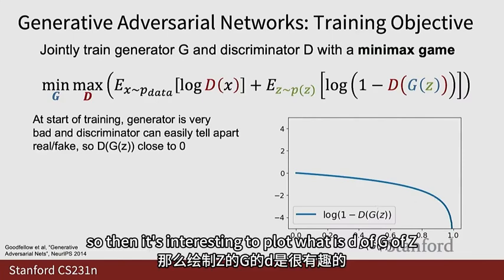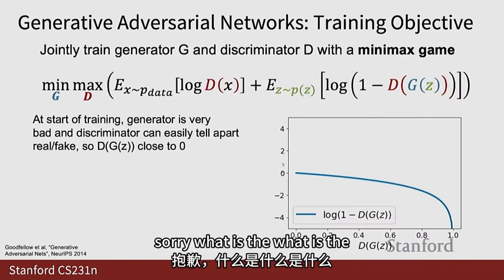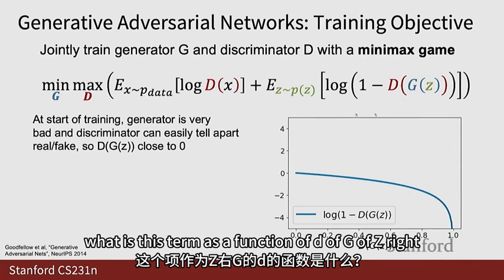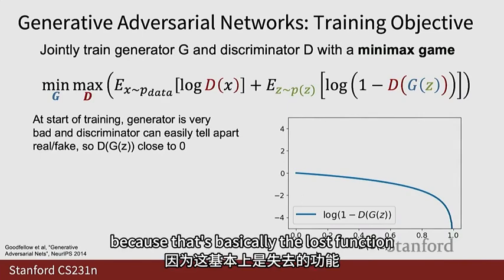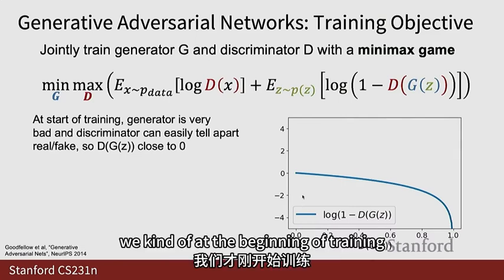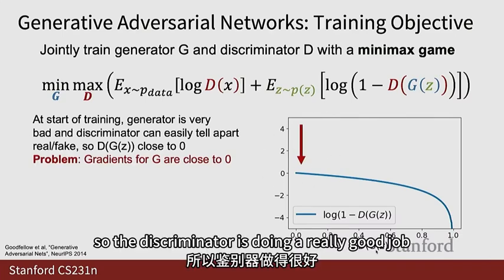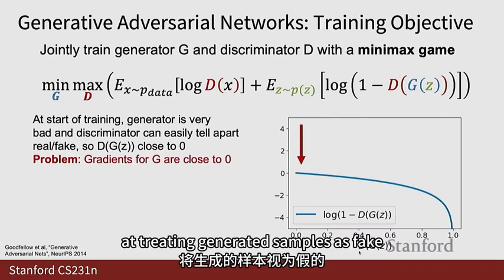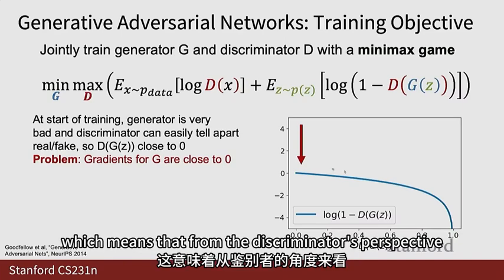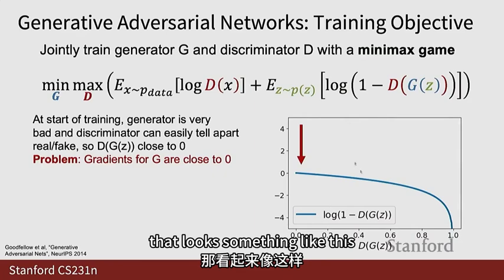So then it's interesting to plot this term as a function of D of G of Z, because that's basically the loss function from the perspective of the generator. From the perspective of the generator, at the beginning of training we are somewhere all the way over here. The discriminator is doing a really good job at classifying generated samples as fake, which means that, from the discriminator's perspective, it's trying to optimize a loss function that looks something like this.